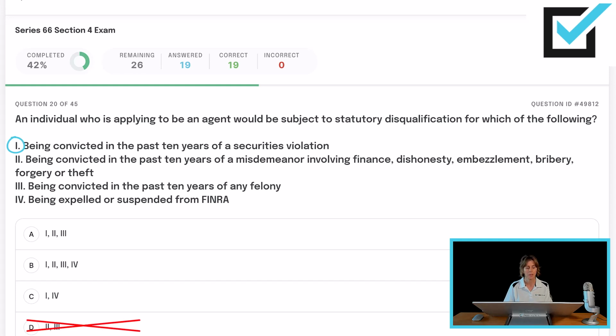2. Being convicted in the past 10 years of a misdemeanor involving finance dishonesty, embezzlement, bribery, forgery, or theft. Yes, that would subject them to statutory disqualification. So I can get rid of C. 3 is part of both A and B. Let's check it. Being convicted in the past 10 years of any felony. Yes. Being expelled or suspended from FINRA would be grounds to be statutorily disqualified. Yes. So all 4 of those, B.